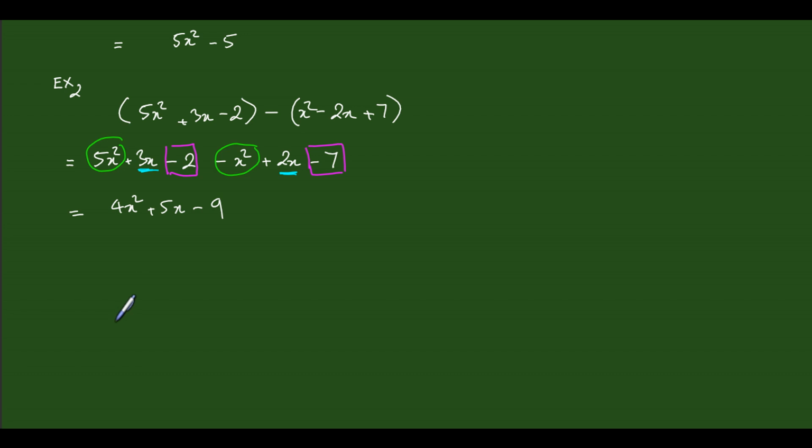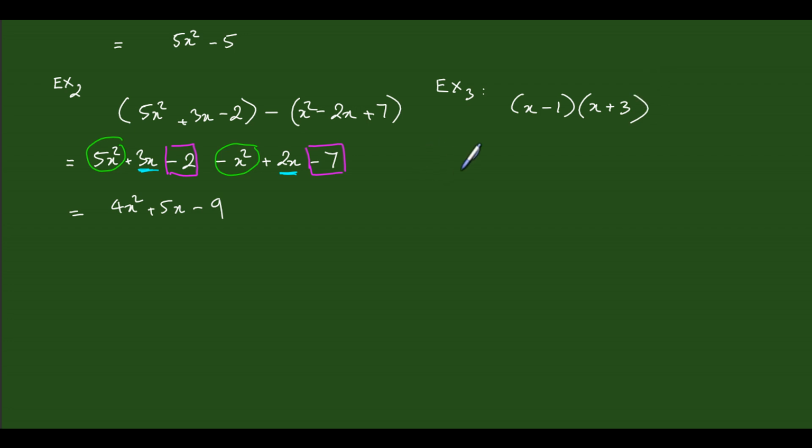Now, if I have something with parentheses, example 3, I have something simple first. What if I have x minus 1, and I want to multiply it by x plus 3?